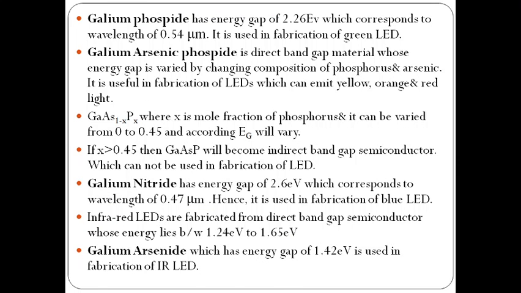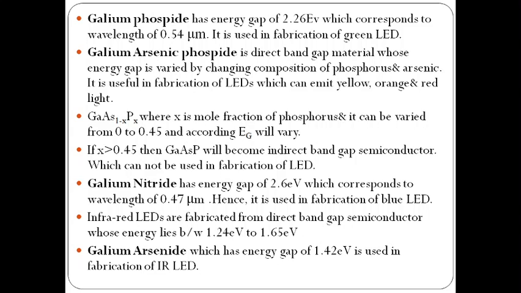Some semiconductor materials are used to fabricate LEDs, and here we mention some of them. One is gallium phosphide. It has an energy gap of 2.26 electron volt, which corresponds to a wavelength of 0.54 micrometers. This 0.54 micrometer wavelength indicates the wavelength of green. So this gallium phosphide material's energy gap is 2.26 electron volt.